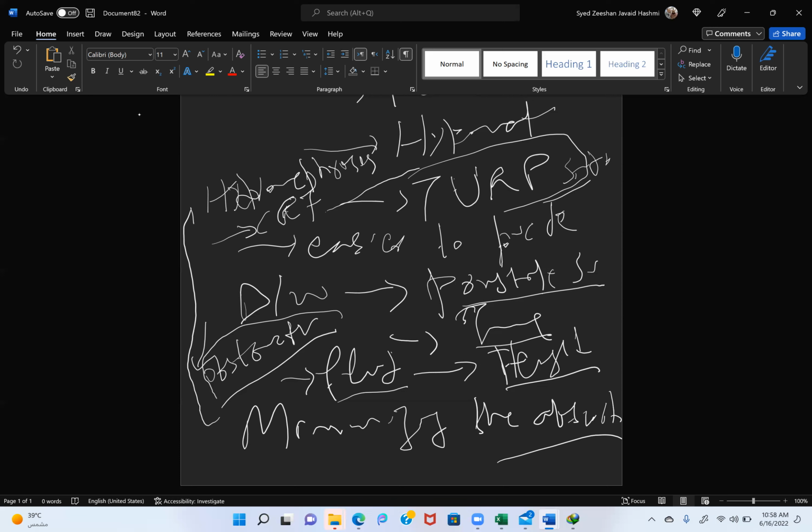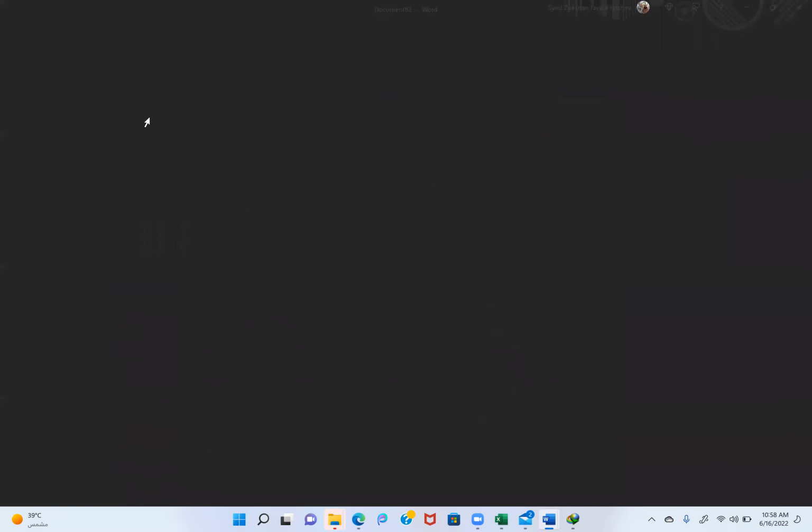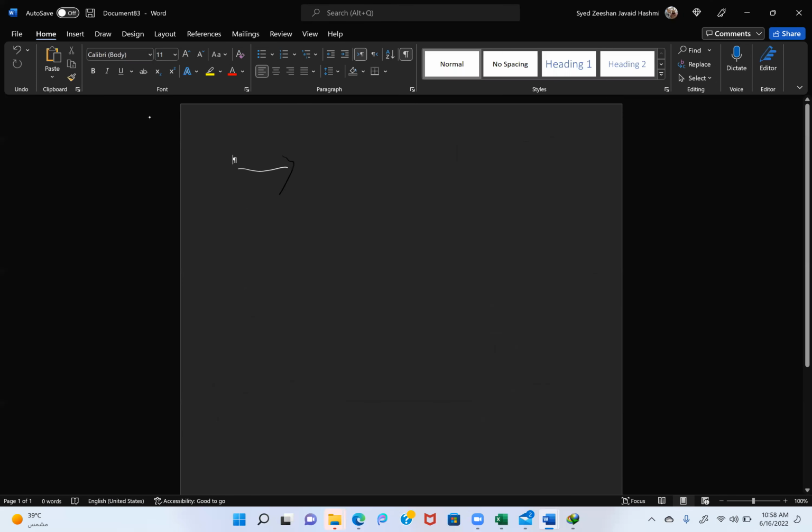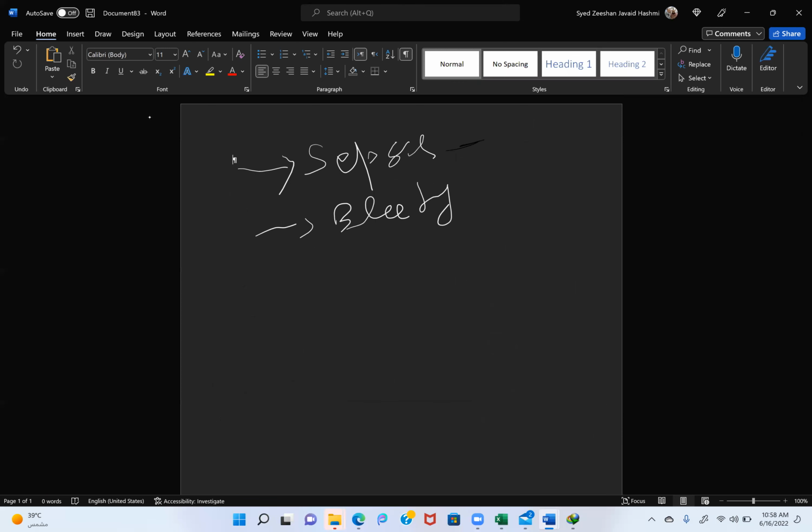Another thing you can say is that this patient might be at more risk of sepsis and more risk of bleeding. Because this is a very dirty area, prophylactic antibiotic is of utmost importance.